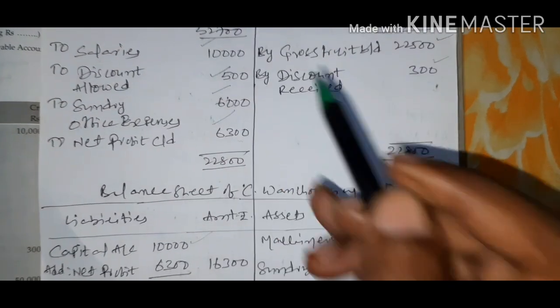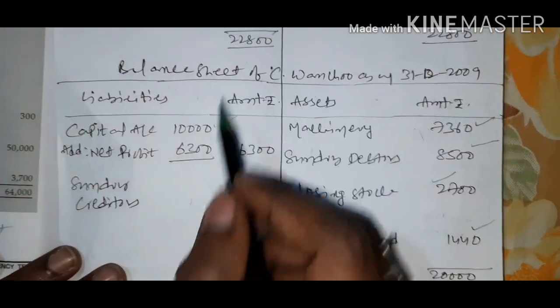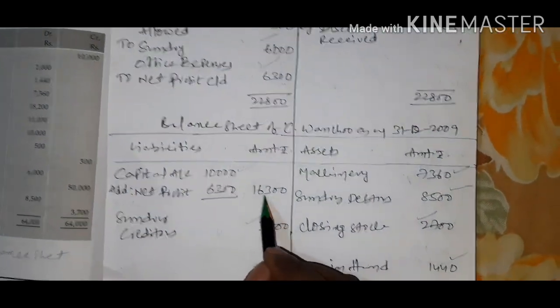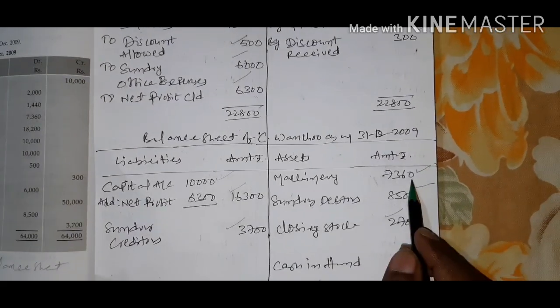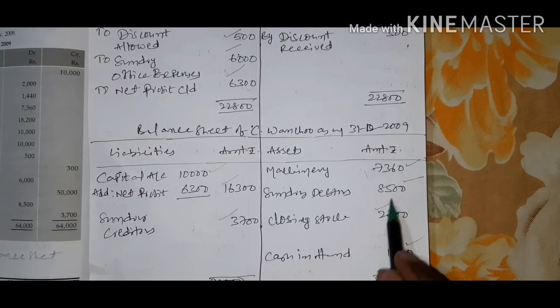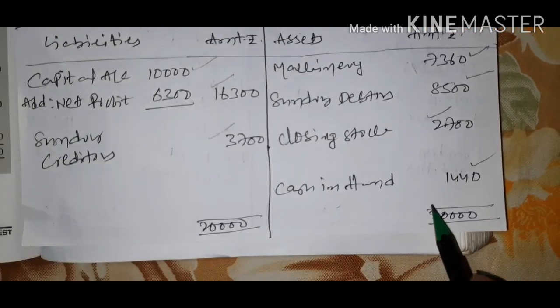Then we'll see the balance sheet, friends. Capital account already existing, we are given 10,000. This net profit is added to the capital. Then total capital will become 16,300. Sundry creditors 3,700. Then machinery 7,360. Sundry debtors 8,500. Closing stock 2,700. Cash in hand 1,440. Total 20,000. The balance sheet is tallied, friends.